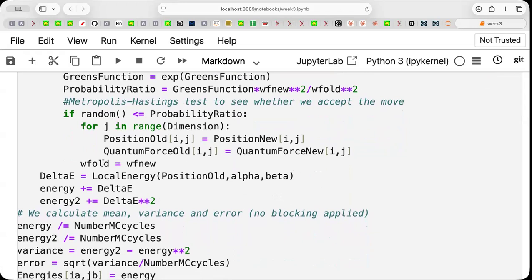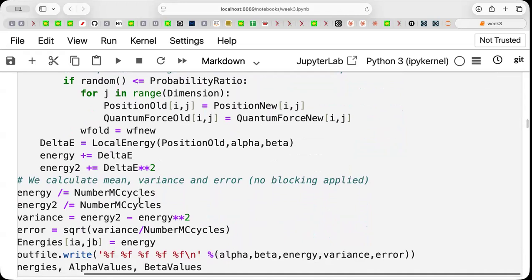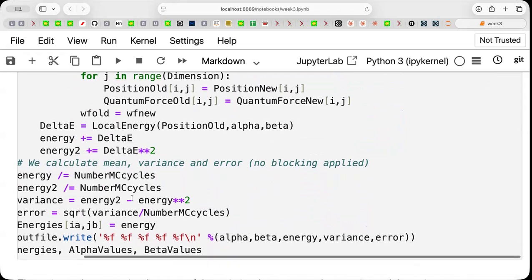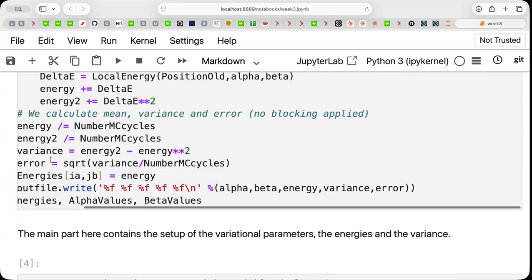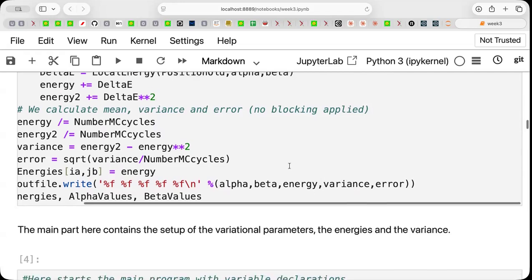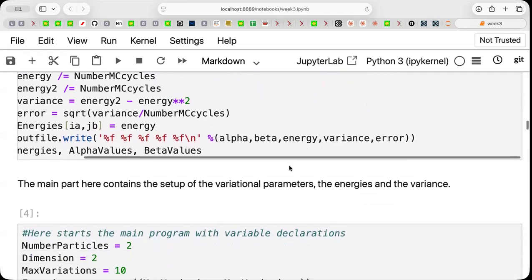And then with that, I have the new wave function. I calculate my local energy with the new position, and then I update the energy contribution and the energy squared. When I've gone through the Monte Carlo loop, I have all the updates. I divide by the number of Monte Carlo cycles to calculate the expectation values, and I do the same for the energy squared. With the energy squared, I can calculate the variance, and the error, the standard deviation, is just the square root of the variance divided by the number of cycles. And this is essentially it.